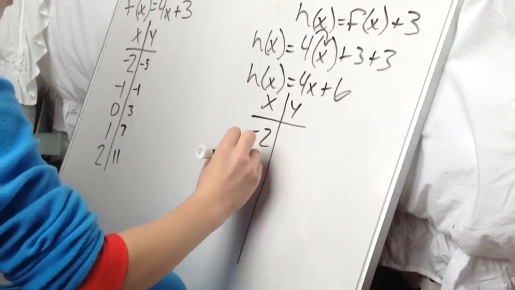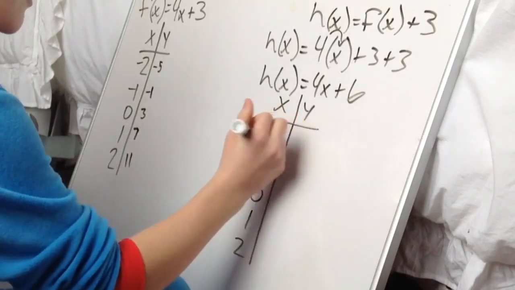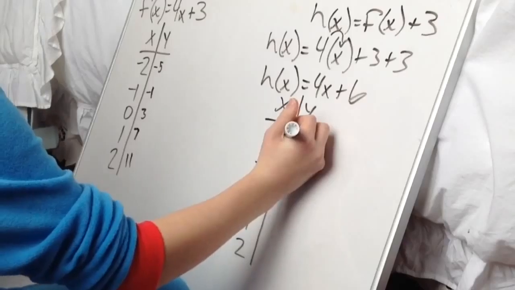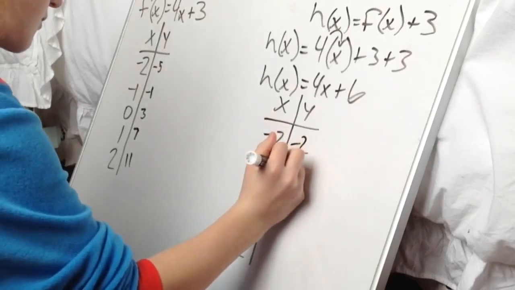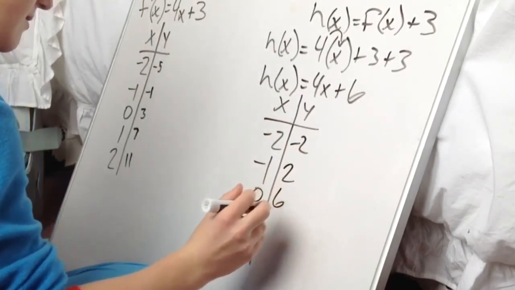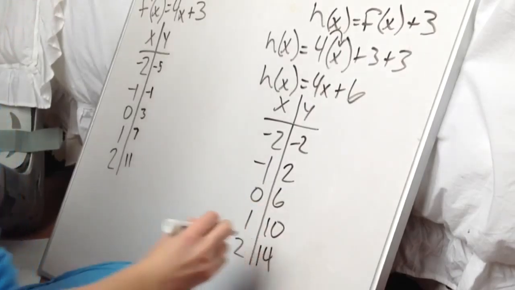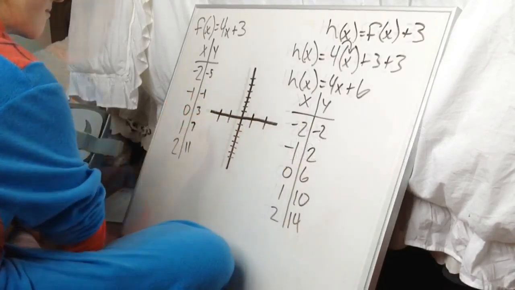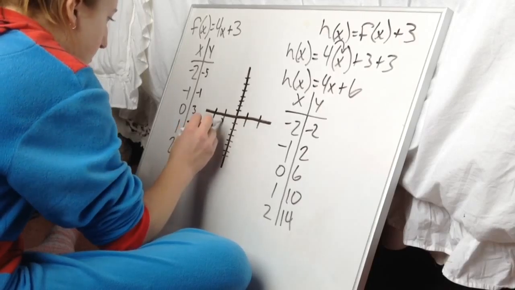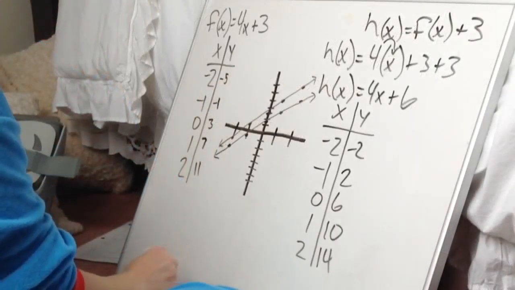And then you fill in negative 2 through 2. Now you plug in negative 2 through 2 into x. Negative 2 times 4 plus 6 equals negative 2. Negative 1 times 4 plus 6 equals 2. 0 times 4 plus 6 is 6. 1 times 4 plus 6 is 10. 2 times 4 plus 6 is 14. Now that we have finished both of the xy tables, you can plot them on your graph. Now that I have plotted the points on the graph, it has created a vertical shift.